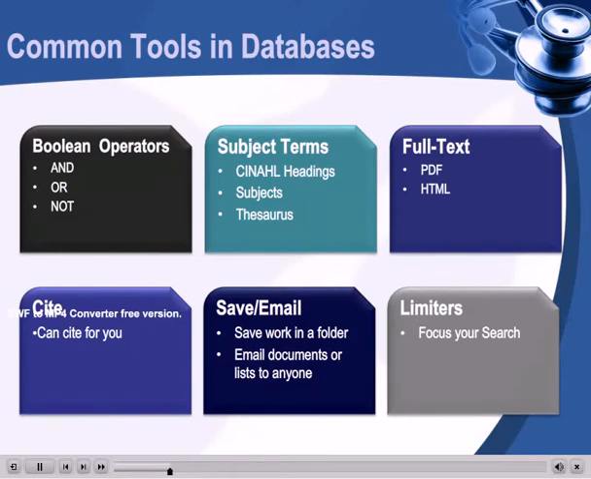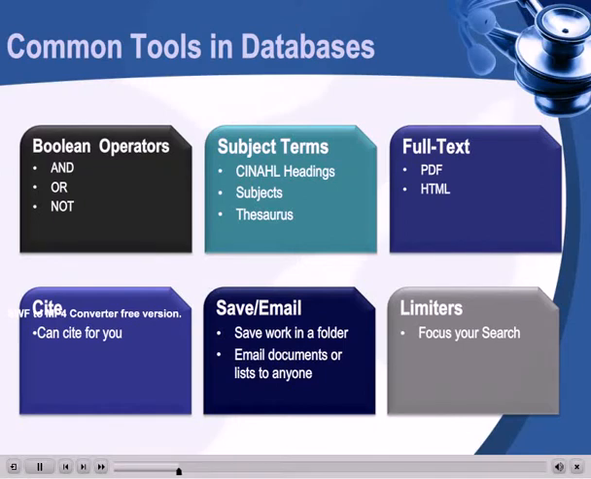In most databases, you can find the full text of an article either in PDF or HTML format. Simply click on a link to the full text to read the article on your screen, and the database will provide you with a list of citation styles for that particular article. Simply copy-paste the citation into your document.